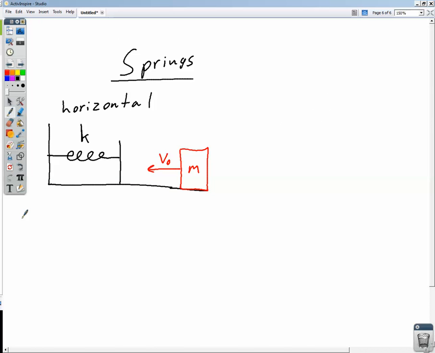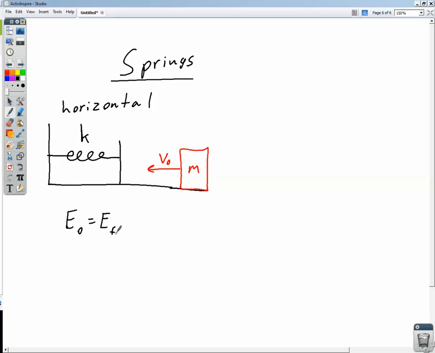Another type of problem where Newton's laws are way more complicated than using conservation of energy are springs. We'll start with the easier version, horizontal springs. On a surface, no friction. Energy is conserved. All right, so we know that initial energy is equal to final energy.